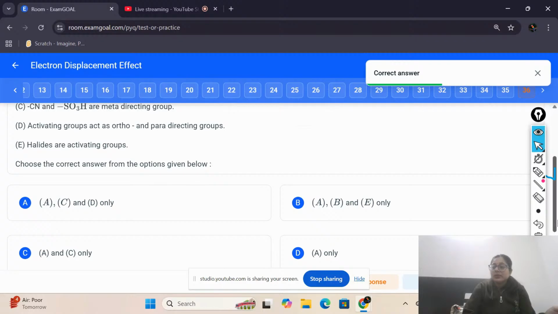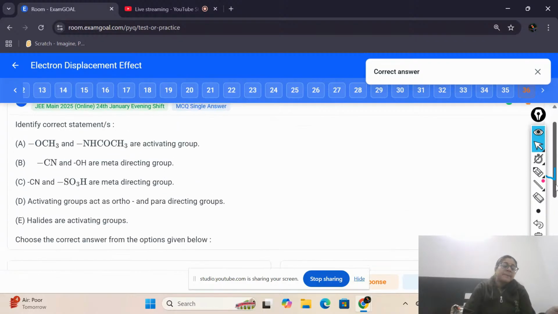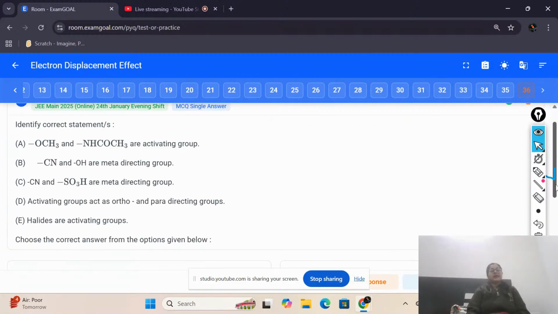And the last question is: identify the correct statement for this. These groups are activating groups. So yes, these groups are activating groups. CN and OH are meta directing? No, OH is an ortho-para activating group. It's not meta directing, so B is wrong.